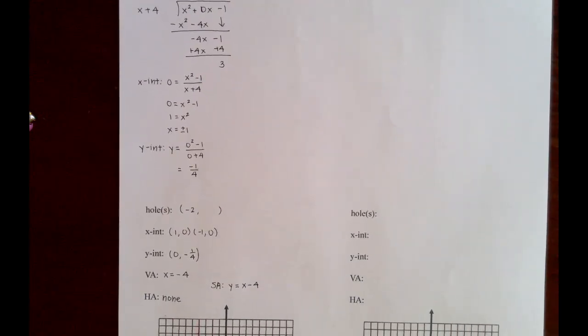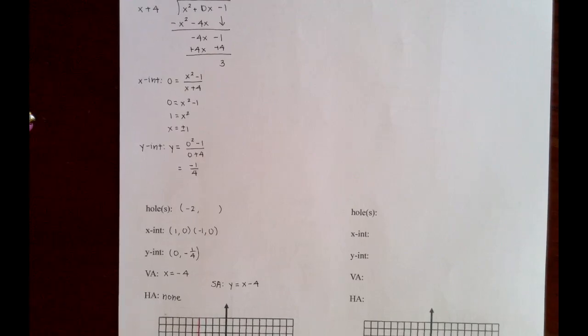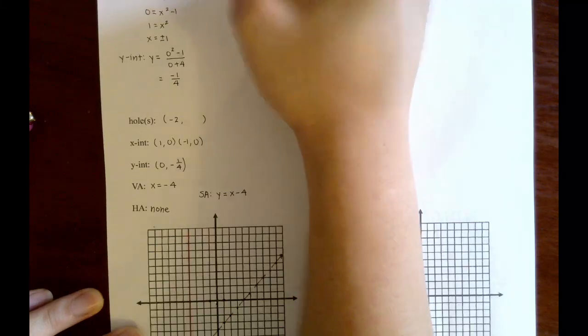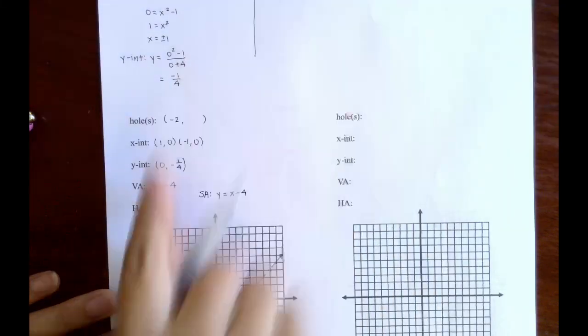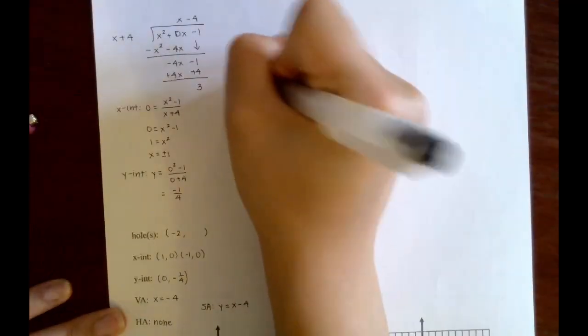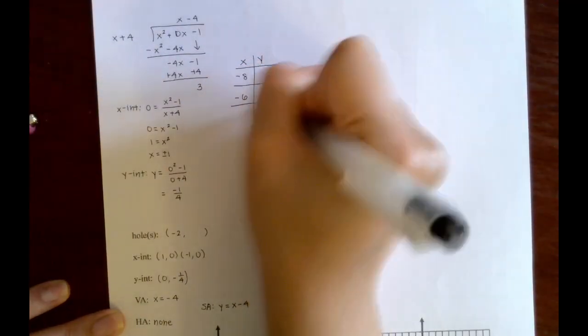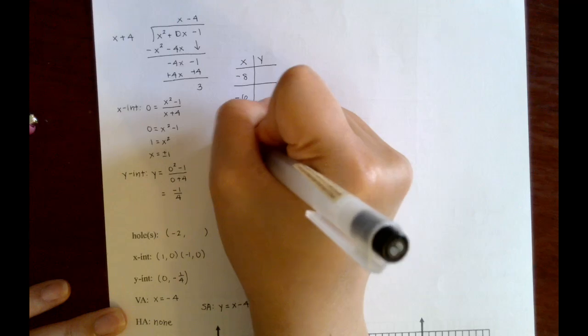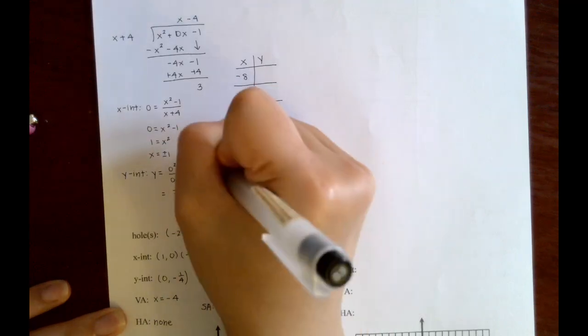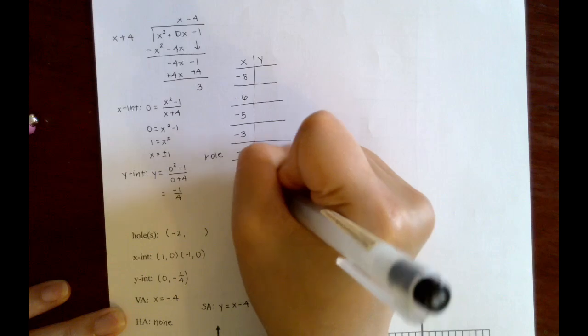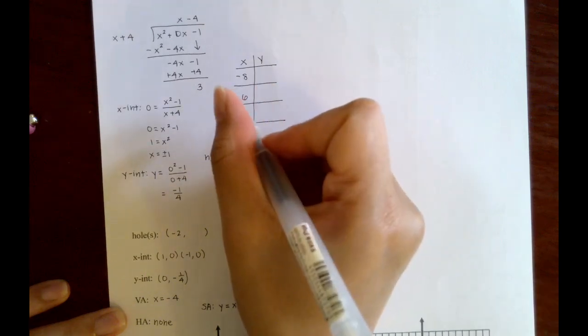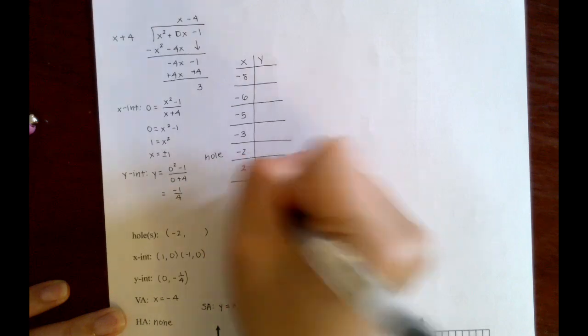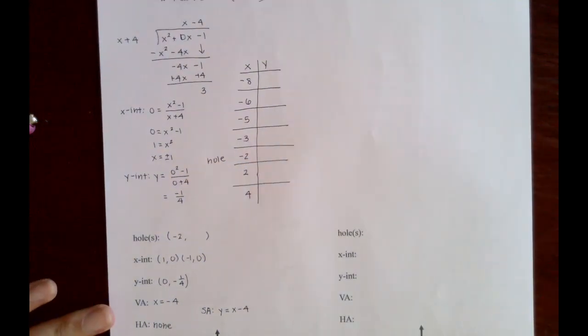And then I'm going to plot some points, so make my table. I would want some to the left of my asymptote here. So let's try negative 8, negative 6, and then negative 5 is a little closer to it. And then negative 4. Then let's try negative 3. Negative 2 is where our hole is going to be. We already have negative 1, 0, 1. So let's try 2 and then maybe 4. Let's plug it in.